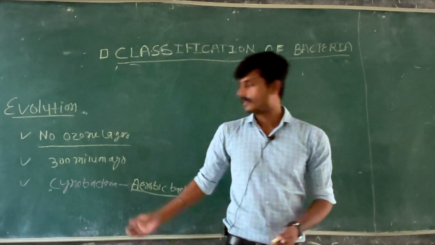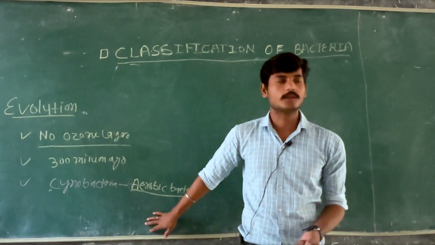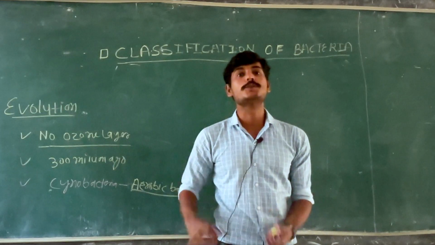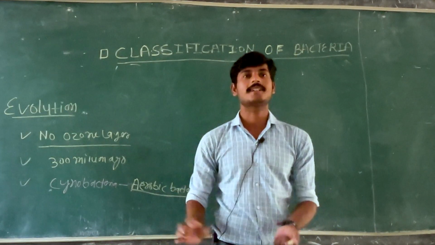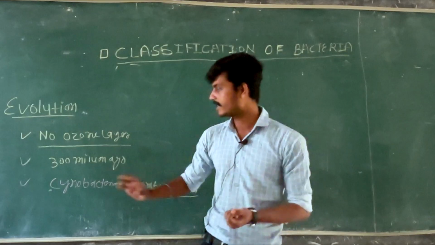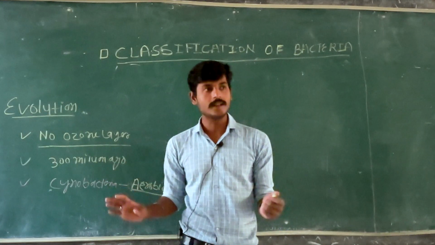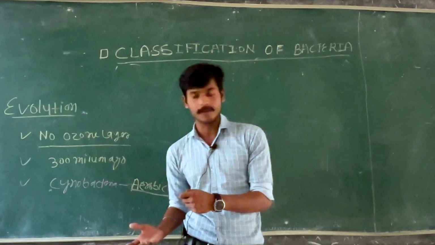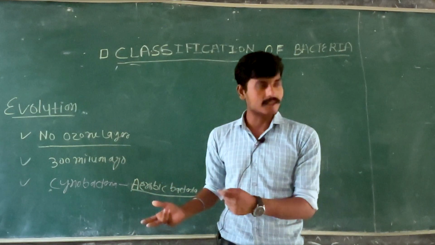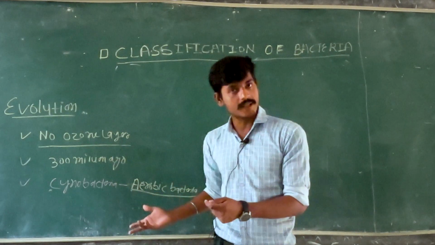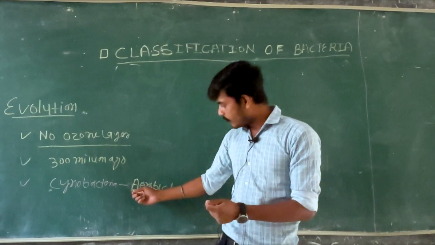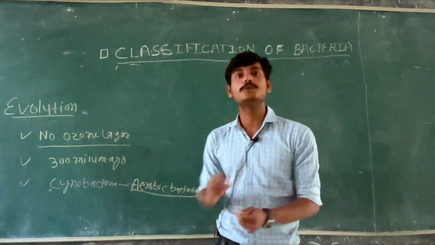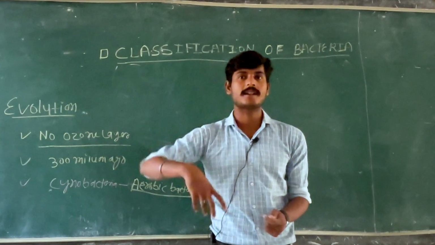First time it came into existence, and they started producing oxygen. Initially there was no oxygen. Bacteria were using other gases, other substrates, for their survival. After 200 million years, one bacteria called cyanobacteria came. This bacteria started producing oxygen by taking carbon dioxide.